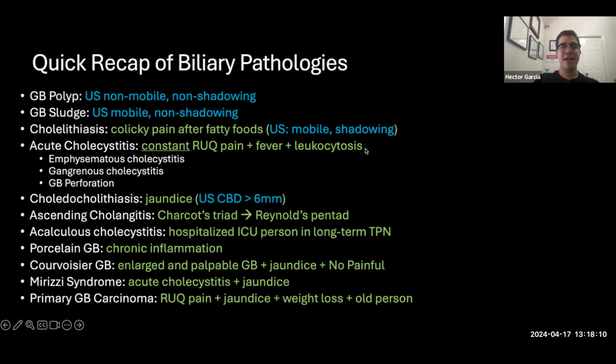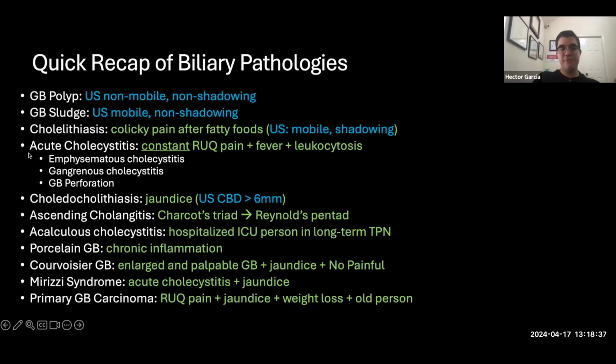And this is a quick recap of all the biliary pathologies. If it's a polyp, it's non-mobile and non-shadowing on ultrasound. Sludge is mobile and non-shadowing. Cholecystoses is more like the patient usually presents for exams with colicky pain after fatty foods. And when you do an ultrasound, you're going to see a stone. It is position dependent because the stone is mobile and shadowing.